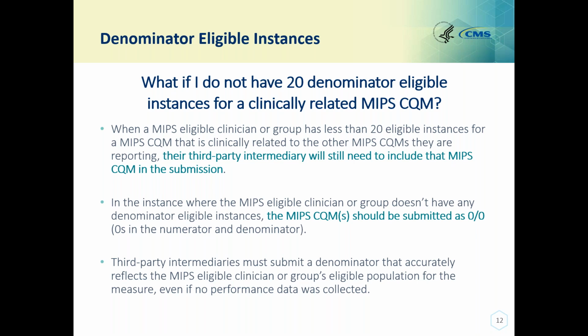We're not going to go over the submission specifications in this webinar, but it may come up in the FAQ or in the Q&A. So I would just point out here what we have identified on slide 12. A 0 for 0 is the numerator and denominator for that registry submission. Third-party intermediaries must submit that accurately for the MIPS eligible clinician and group's population for the measure, even if no performance data was collected. All right, next slide.